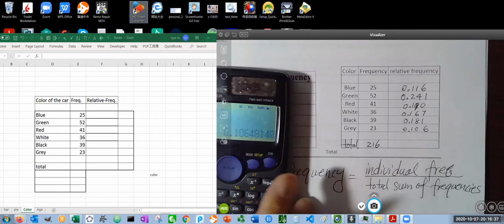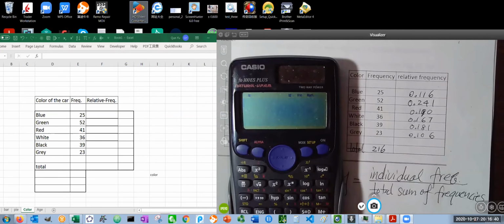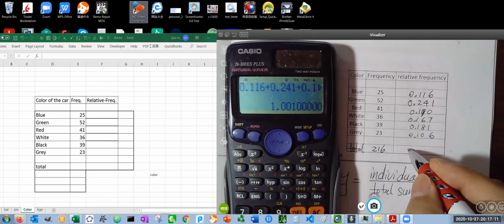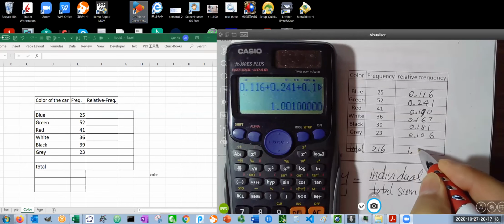So let's just add them together to see what we get. We could get exactly 1 though, but the chance is very low. That is pure luck. 0.241 plus 0.190 plus 0.167 plus 0.181 plus 0.106. See, we get a total relative frequency of 1.001.